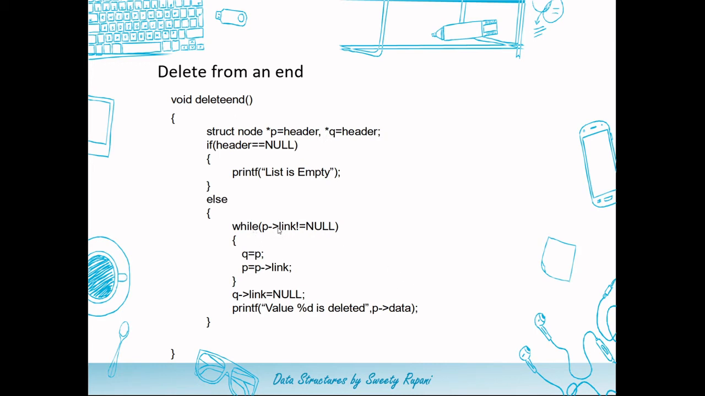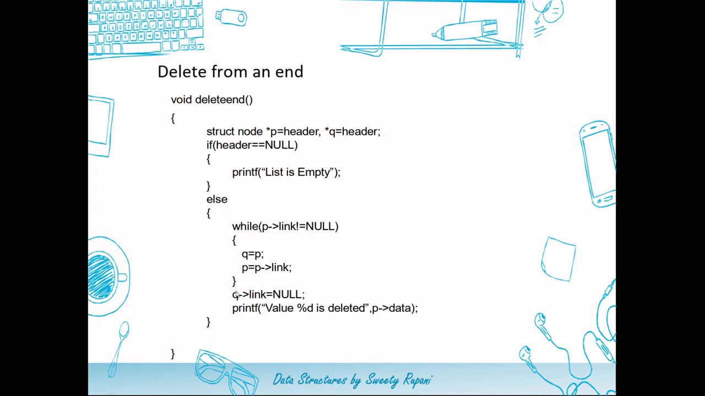Unless and until the link part of P becomes null, we are going to continue iterating the while loop, shifting the pointer P to point to the next node, and Q will get the address from P. That means Q will follow P. Once we are out of this while loop, it indicates that P is pointing to the last node and Q is pointing to the second last node.